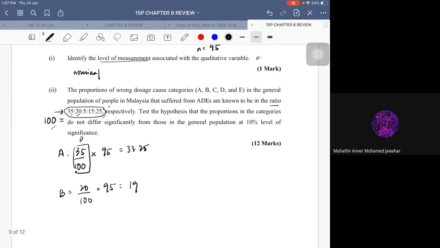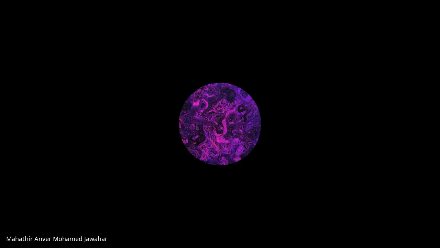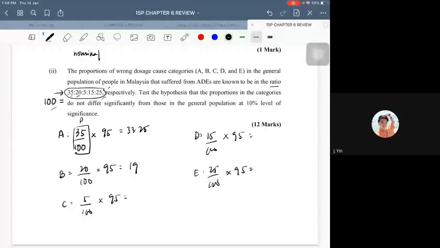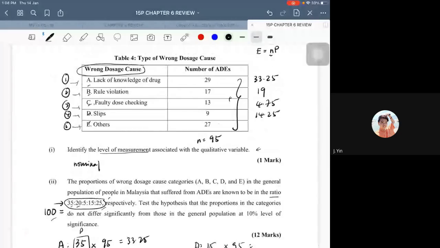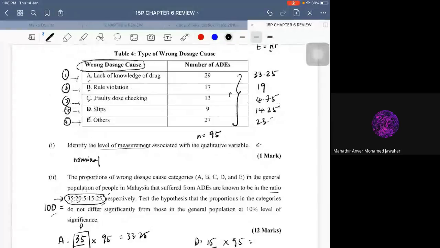So C is going to be 5 over 100 multiplied by 95. 4.75. Okay, 4.75. And D, so that's 15 over 100 multiplied by 95. 14.25. 14.25. And the last one is going to be? 23.75. That's going to be, okay, 23.75.